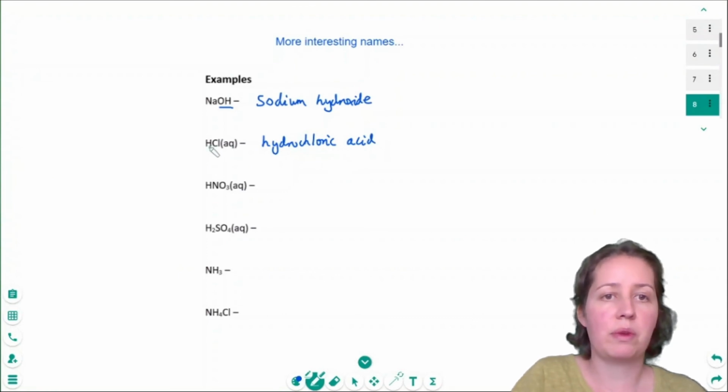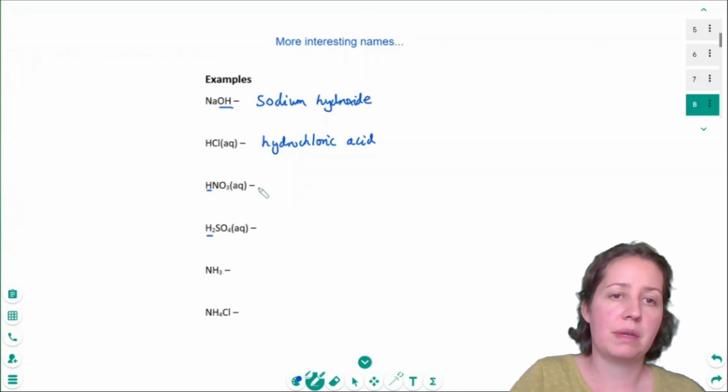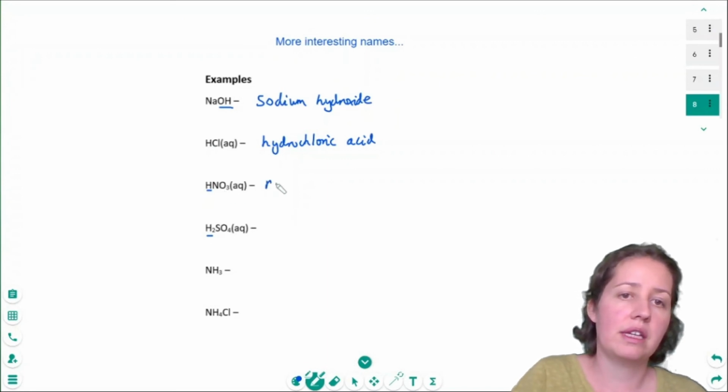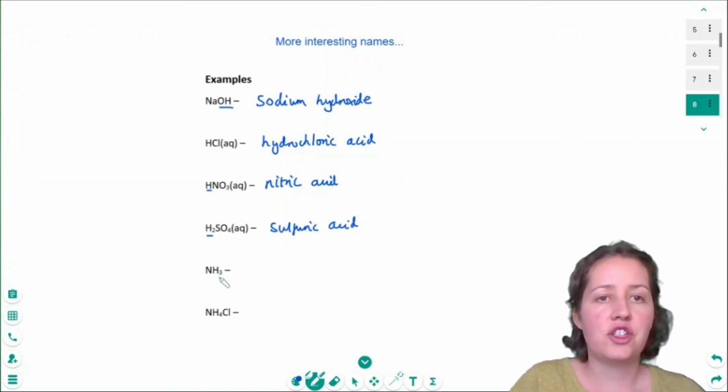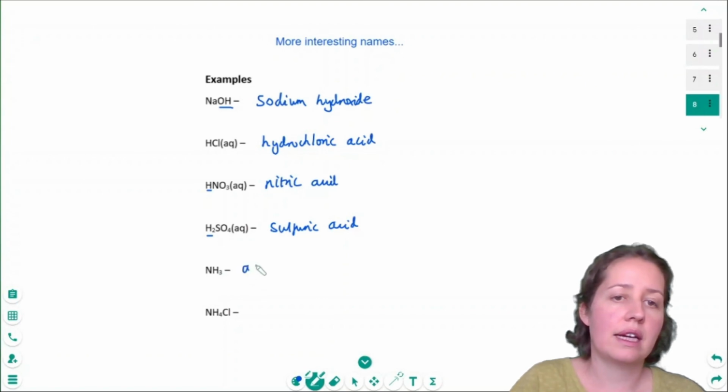All acids begin with H. So here we have 2 more acids because they both begin with H. HNO3 is nitric acid, and H2SO4 is sulfuric acid. NH3, that is known as ammonia. It is another example of an alkali.